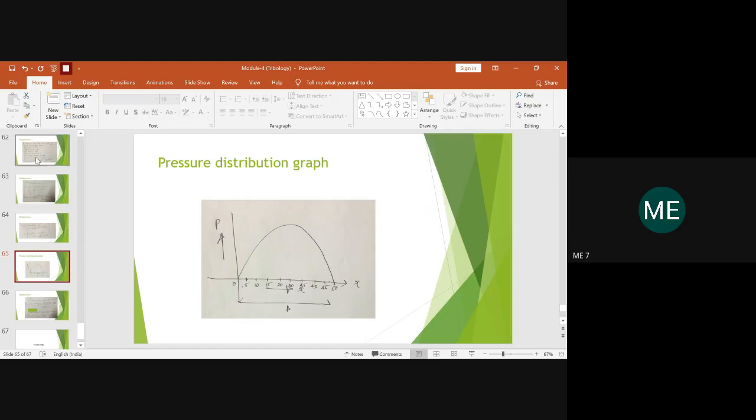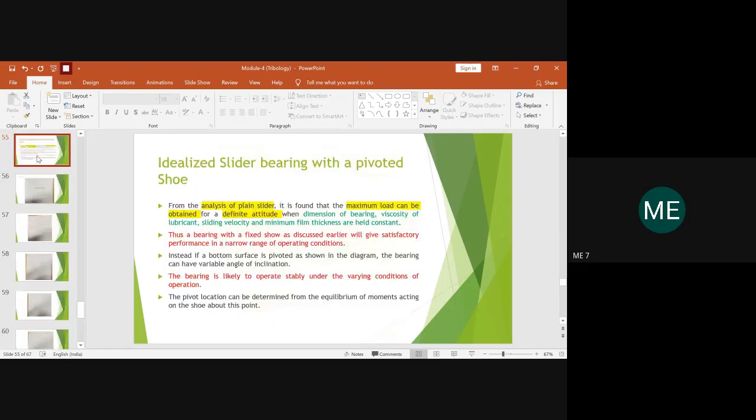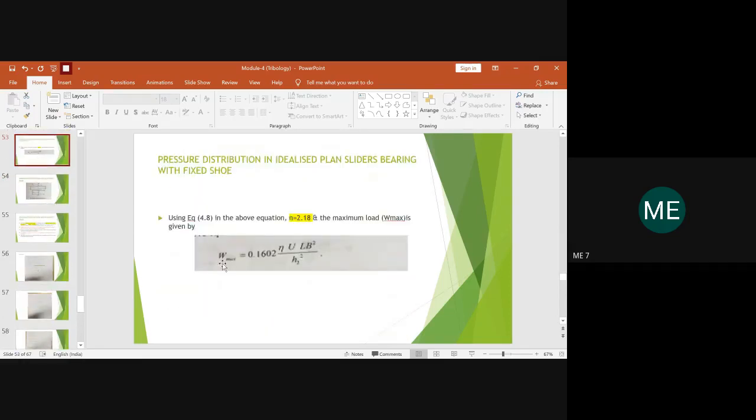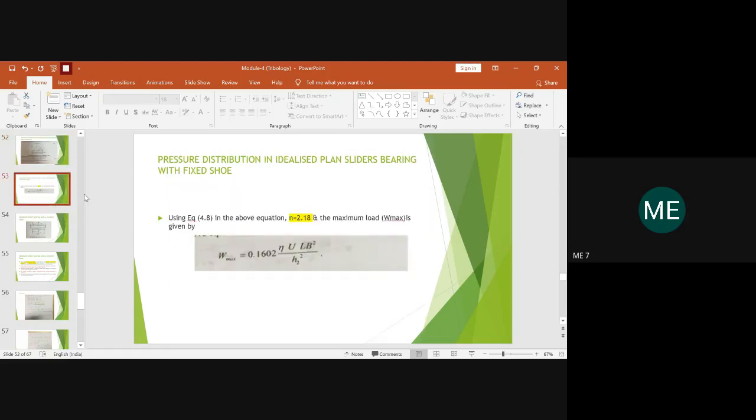If they ask you to determine the maximum load bearing capacity, you should go back and use the equation for maximum load bearing capacity that I told you earlier, which is W max. This will be maximum where you have the high pressure, right? This we have derived already. So you have to go back to the equation W max equals 0.1602 mu U L B square upon H2 square. Here U is the slider velocity, which will be known, the length of the bearing will be known, the width of the bearing will be known, and the minimum film thickness of the oil will also be known. So you will substitute these values and calculate W max.